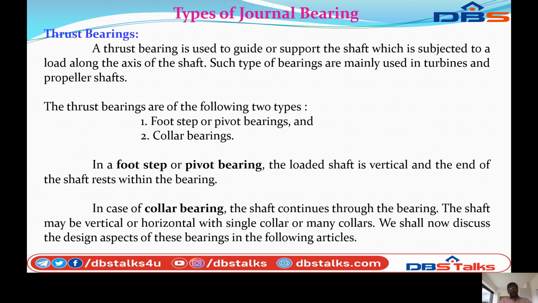In a footstep or pivot bearing, the shaft is vertical and the end of the shaft rests within the bearing. In the case of a collar bearing, the shaft continues through the bearing. The shaft may be vertical or horizontal with a single collar or many collars. We shall now discuss the design aspects of these bearings in the following articles, one by one.